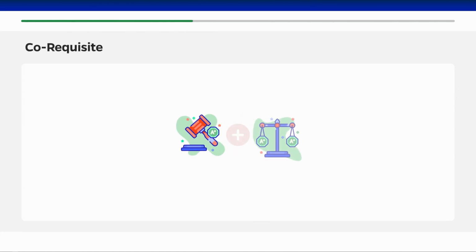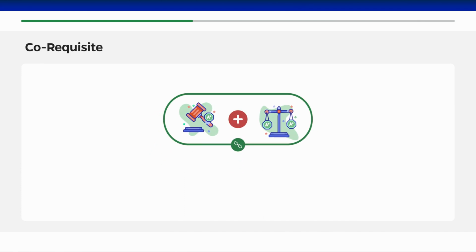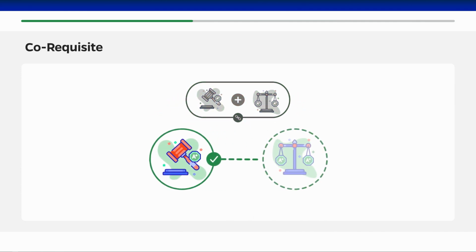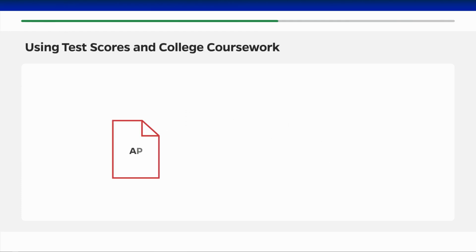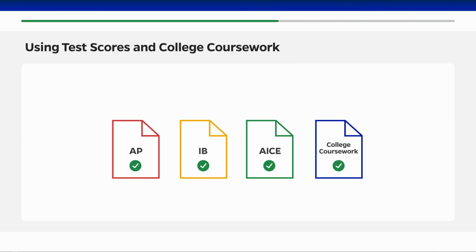A co-requisite is a course that must be taken at the same time as the requested course or can be completed prior to it. AP, IB, ACE scores, or other college coursework will count towards prerequisites as long as they are passing.